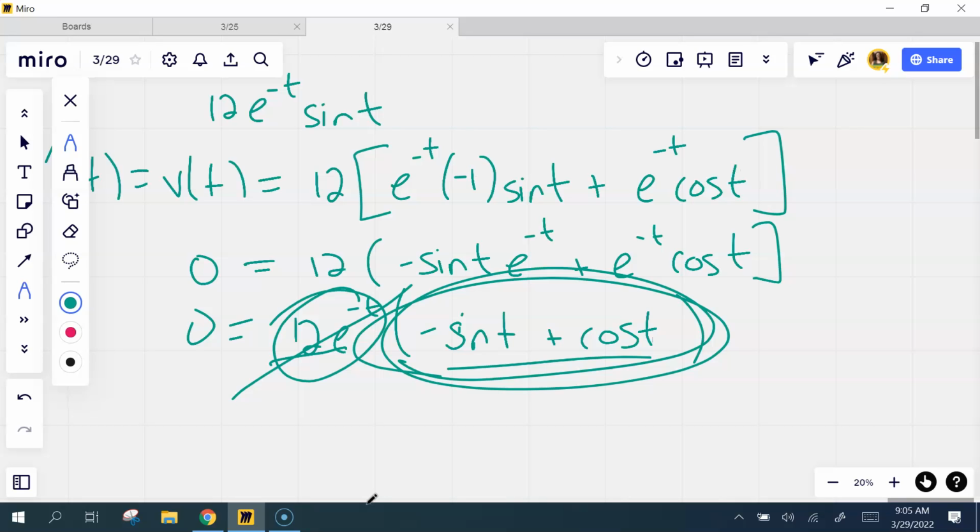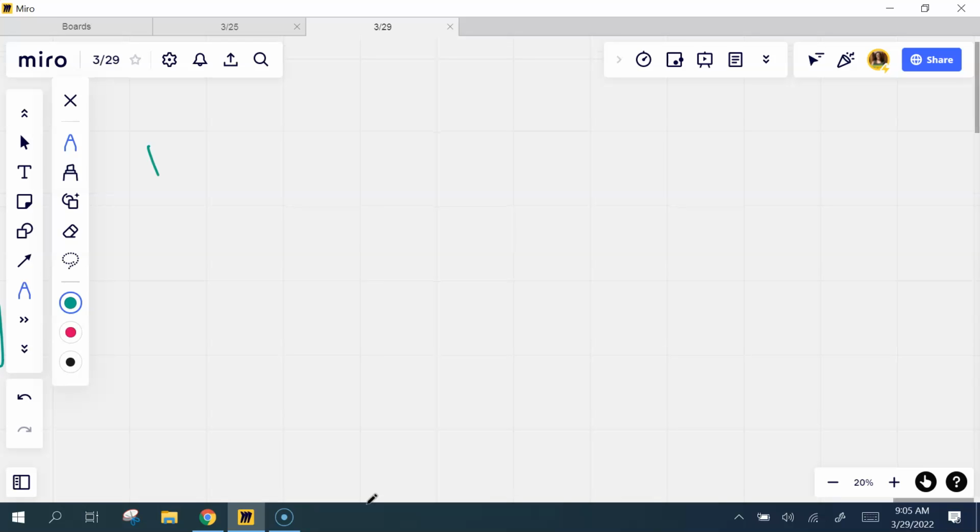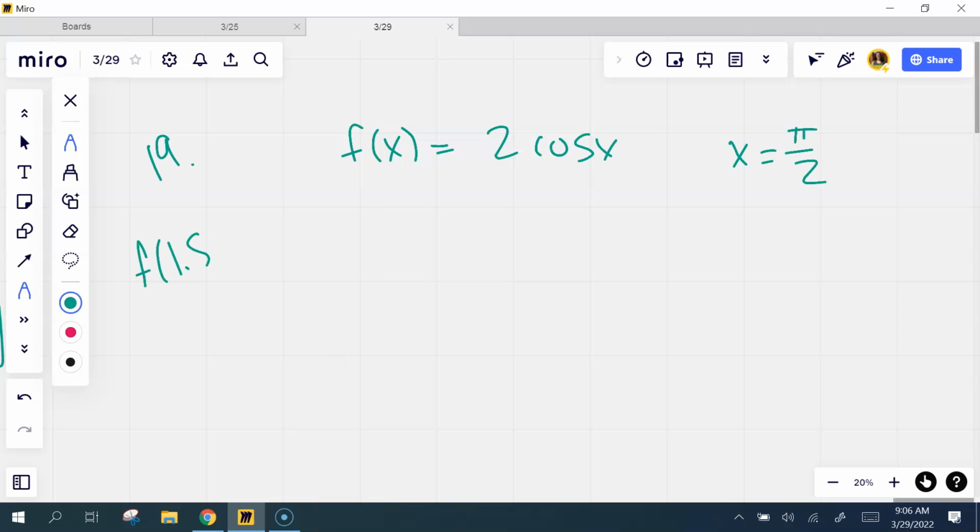19. Everybody get on 19? 19 was tangent line. f of x equals. That's exactly right. So the derivative at the point gives us the slope. This one was not so nice as the last one where it gave us the point with the y value. So it says when x equals pi over 2, and then it says to use that to find f of 1.5. So you got to kind of decipher all this information on what it is it's giving us.